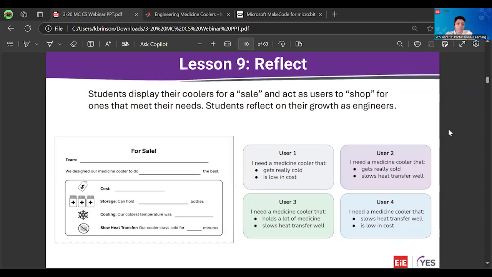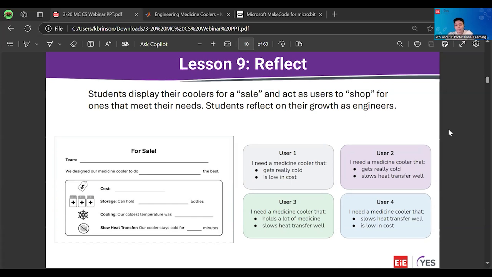So this lesson is a great extension point for students. They pick the medicine cooler that they felt worked the best between their two designs, and they actually make a for sale sign. So how much did your medicine cooler cost? How much medication did it hold? What was your coldest temperature? How long did your cooler stay cool for?